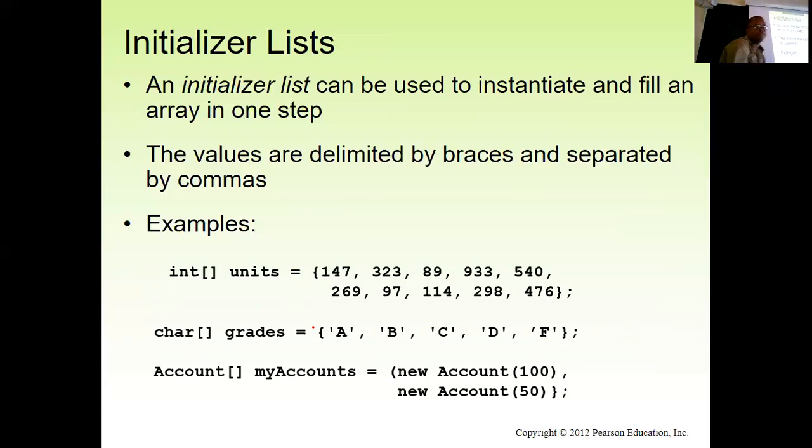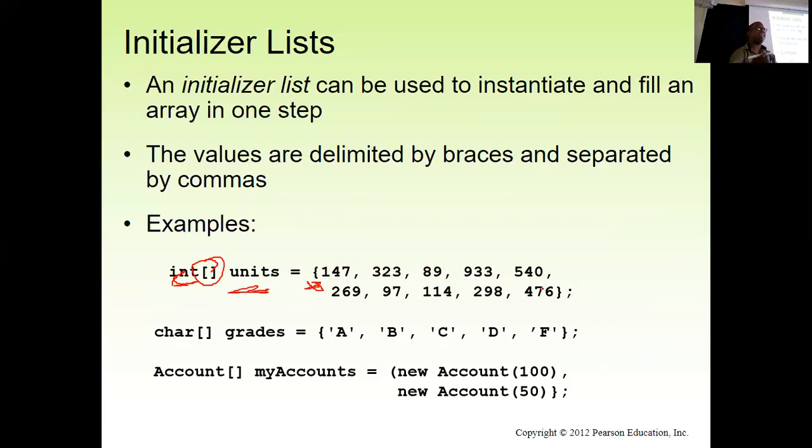Notice a few things. We still carry forward the type. Yes? Right here? We still carry forward the brackets. But now, after the name, we say equal. We don't use a new keyword. We use curly brackets. And then we put each item we want in the list separated by commas. And when we're done, we put a semicolon.